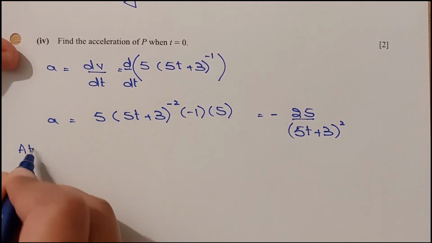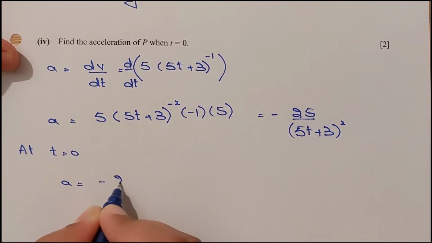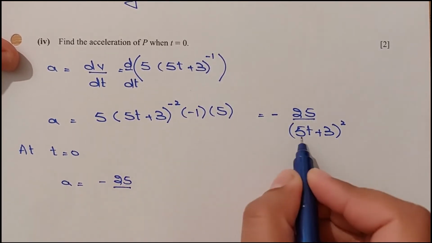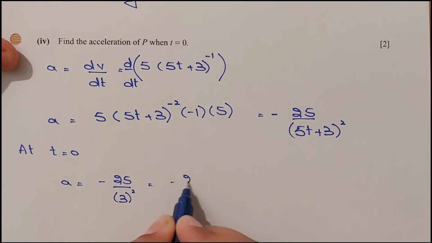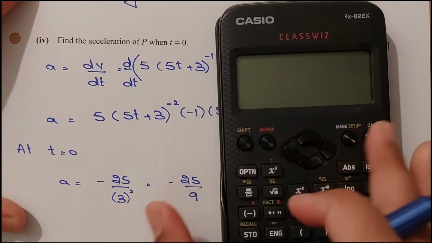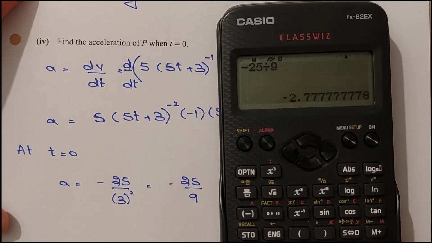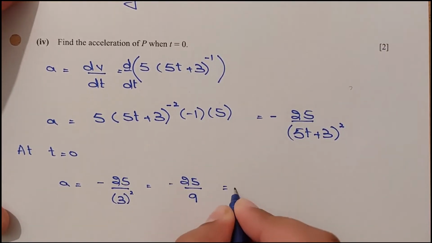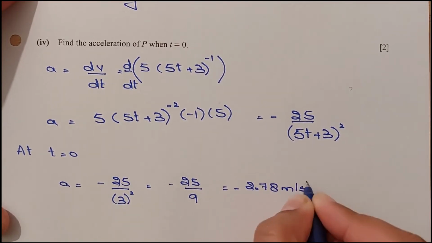So we can say at t equals 0, what is the acceleration? Acceleration is minus 25 divided by 5 times 0 is 0, plus 3 squared is equal to 9. So this is negative 25 over 9, or if I convert it into decimals, negative 25 divided by 9 is minus 2.78 meter per second squared.